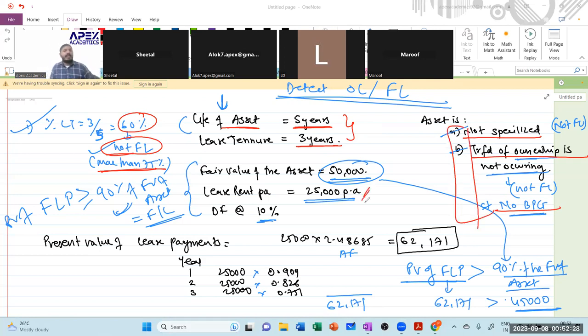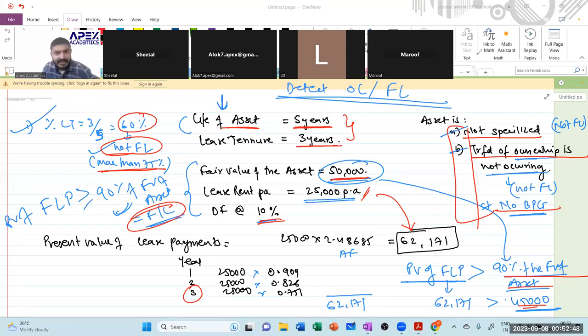But the lease rental is 25,000 per annum for a period of 3 years. The fair value is 50,000. The discount factor is 10%. The present value of the lease payments is 62,171. It exceeds 90% of the fair value of the asset. So because of this, it satisfies the finance lease condition. So it is a finance lease.